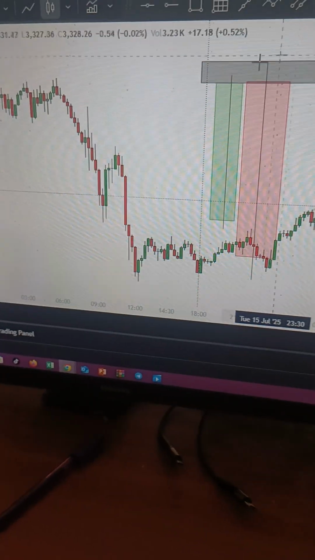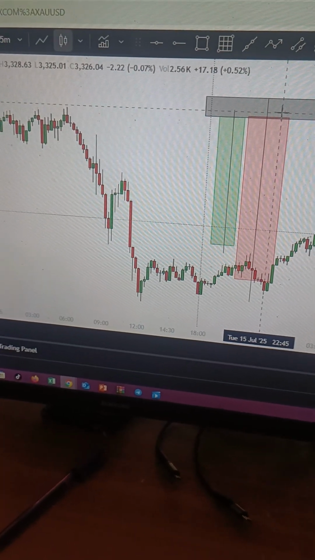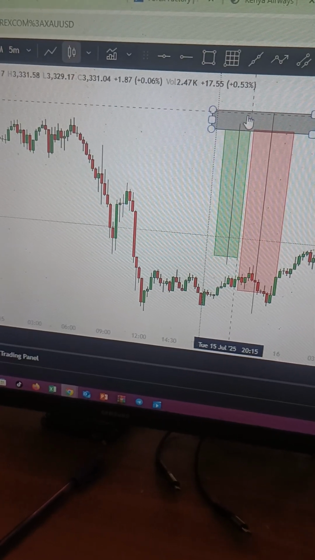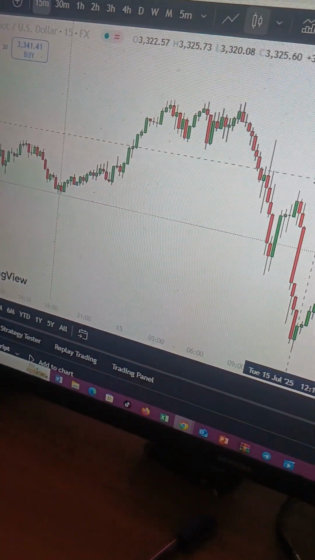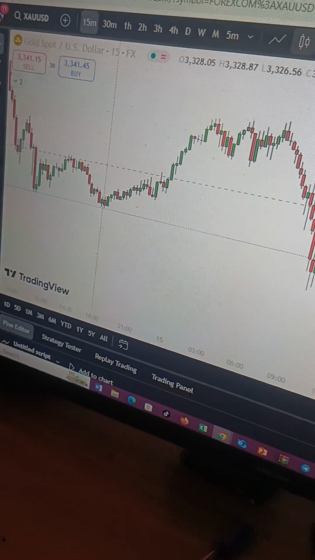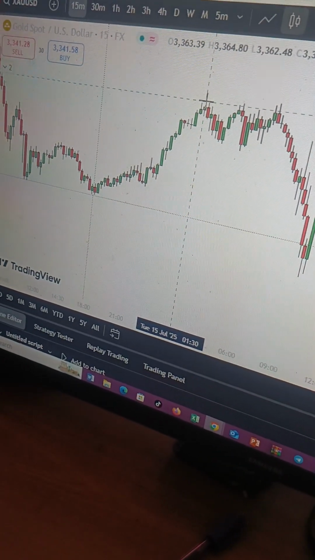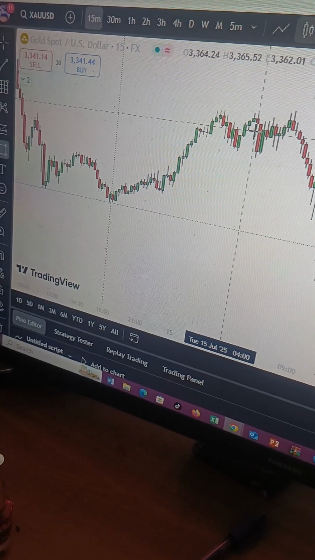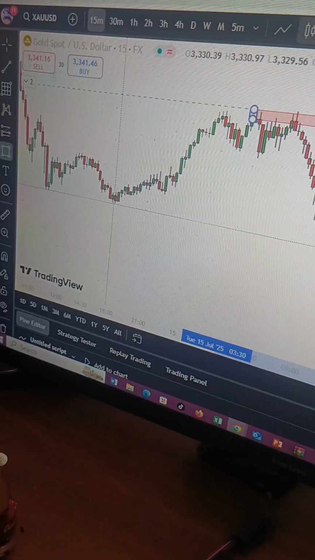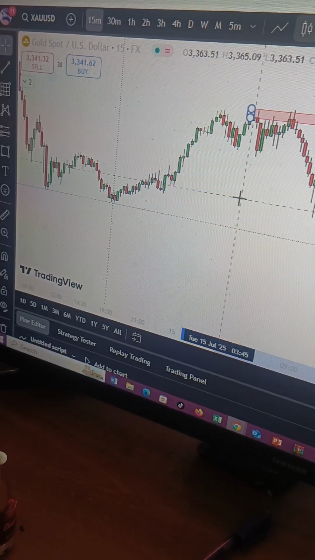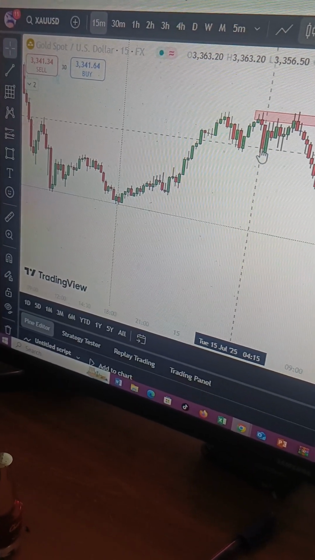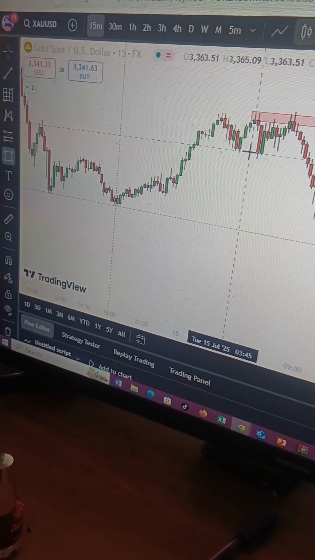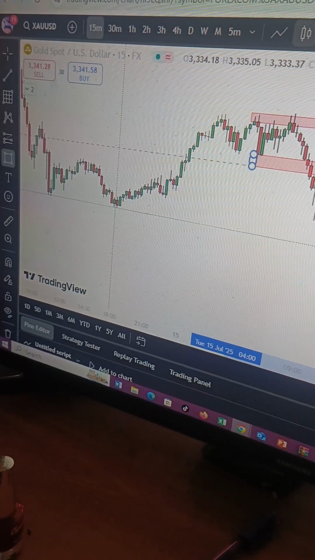So this is how you draw your resistance. At this point, this is the resistance. We have a bearish candle and a bullish candle and a bearish candle. So this one will be your resistance, right? At this point, you have a bearish candle and a bullish candle, right? You draw from here to the wick. You draw like this.